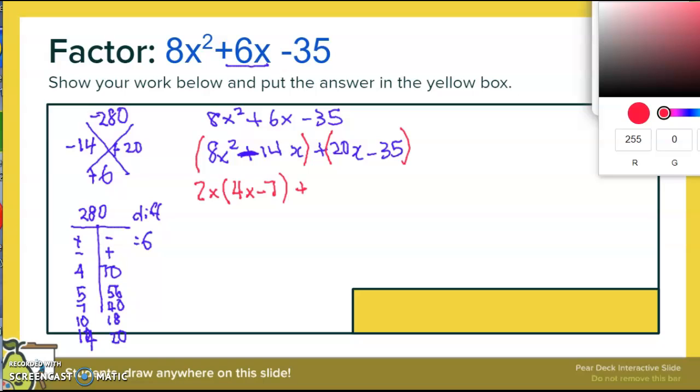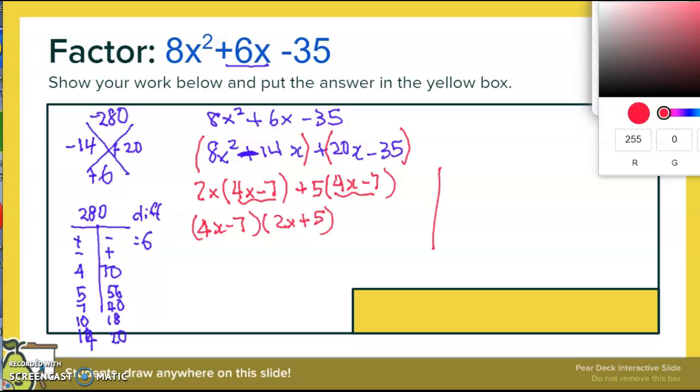Plus 20x minus 35. What can I take out? I can take out 5, and that leaves me with 4x minus 7. And I see that 4x minus 7 is a factor in both the first half and the second half. So I take that out as a common factor, and you're left with 2x plus 5.